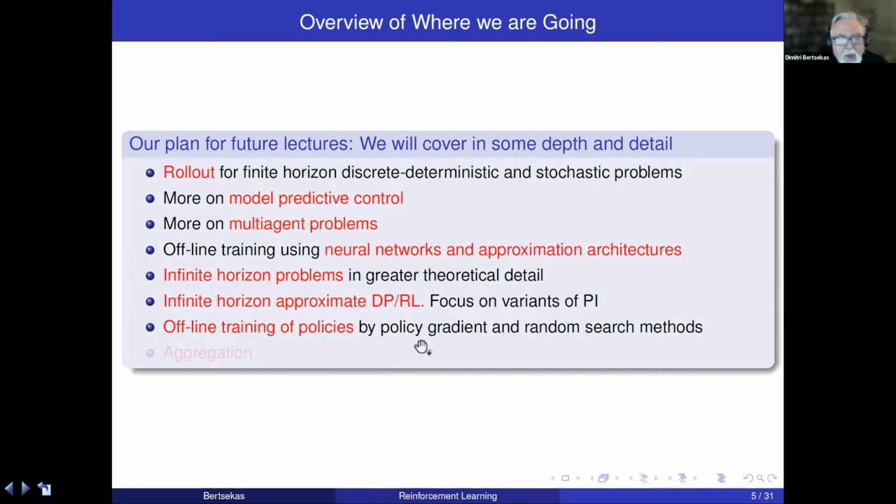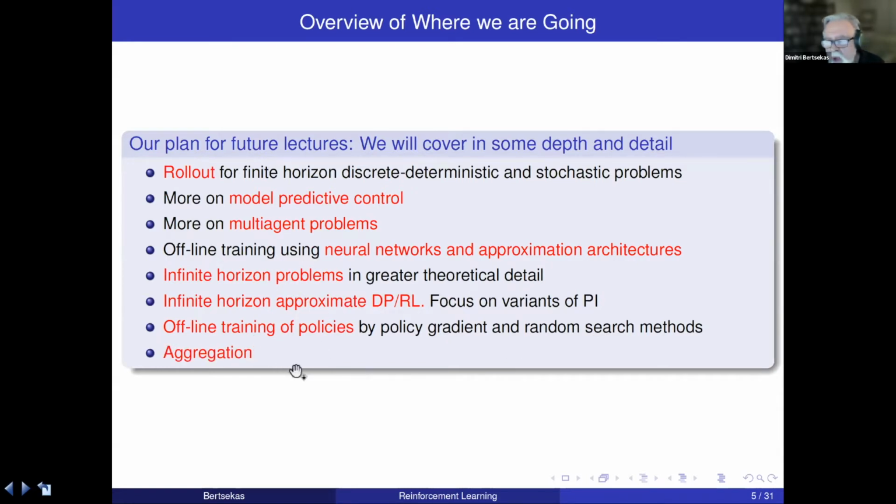Then we're going to spend one lecture on approximation in policy space, the offline training of policies, selecting policies from within a parametric class, such as the one provided by a neural network, finding the parameters of that parametric class that give you policies that perform well for our problem. And methods that are used in this context are policy gradient methods and random search methods. We're going to spend one lecture on that.